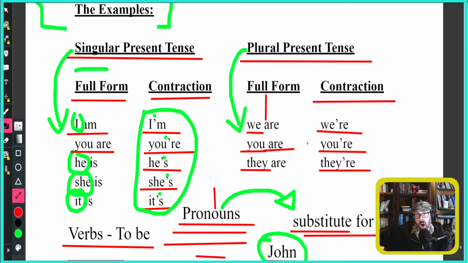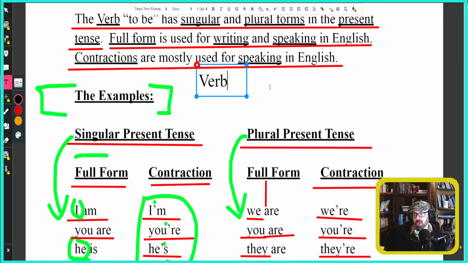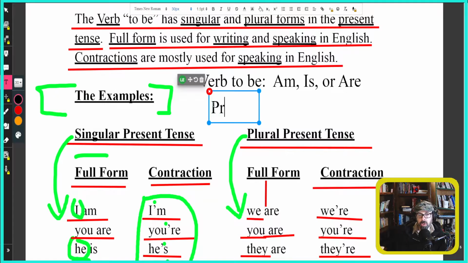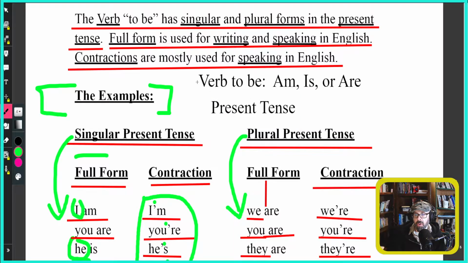Am, is, or are. So three verbs to be. Remember, we're talking about the verb to be. So the verb to be, we're talking about am, is, or are. It's going to be one of those three when it is present tense. So this is for present tense only. They are different for past tense. So the verb to be is am, is, or are, one of those three. And this is present tense.